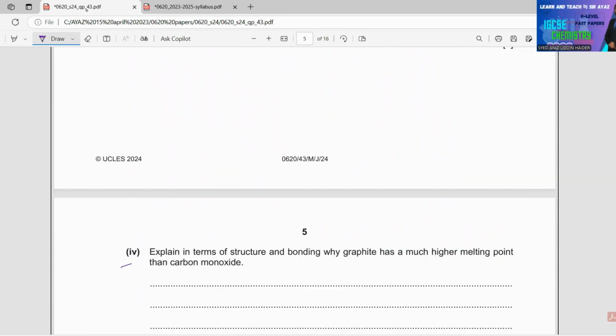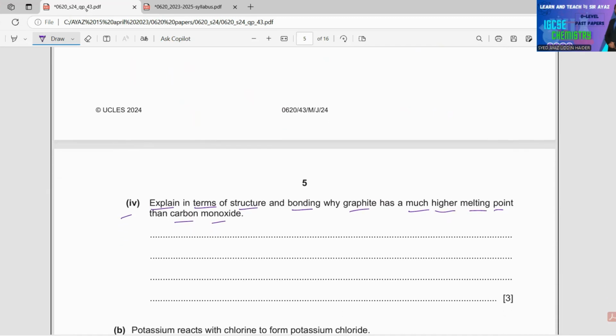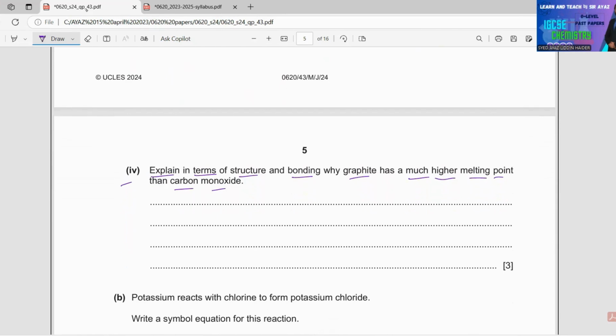Moving to the next part, which is part 4: explain in terms of structure and bonding why graphite has a much higher melting point than carbon monoxide. Now graphite is an allotrope of carbon. It's a giant structure, so you will start with the giant structure. For graphite, you will write giant covalent structure, or graphite as giant structure.